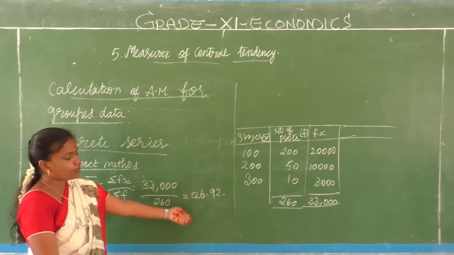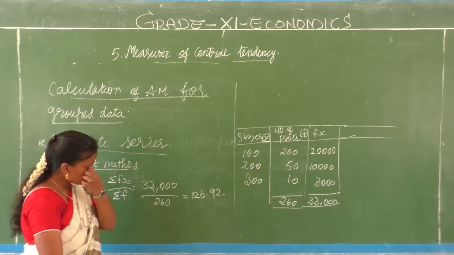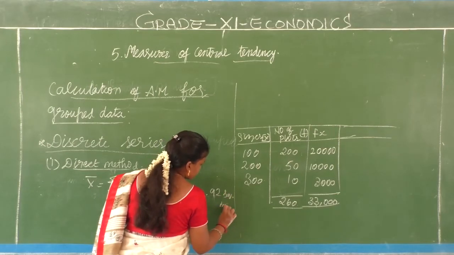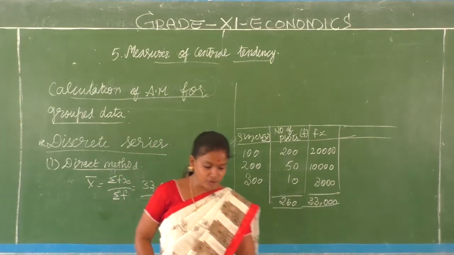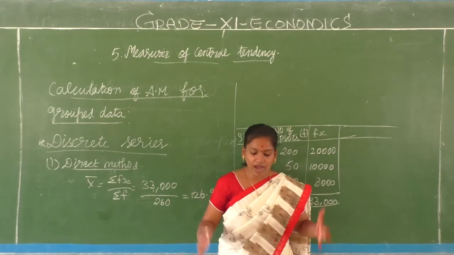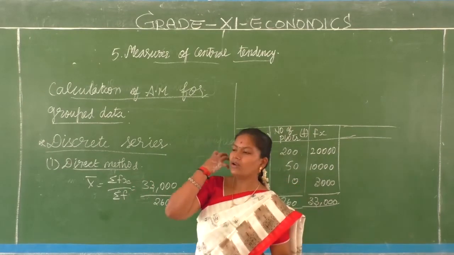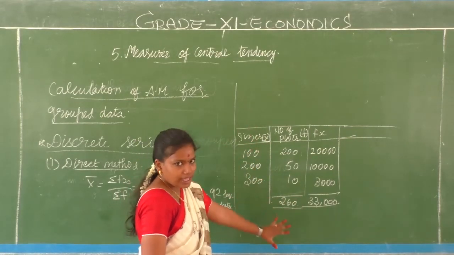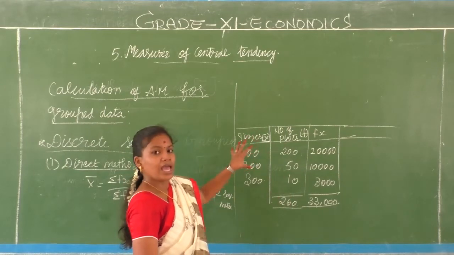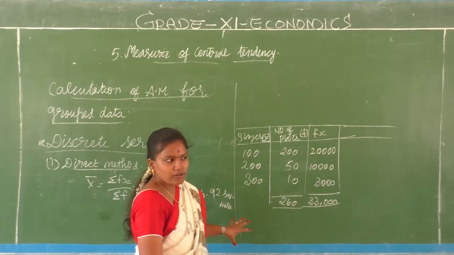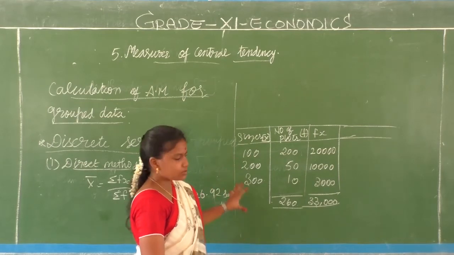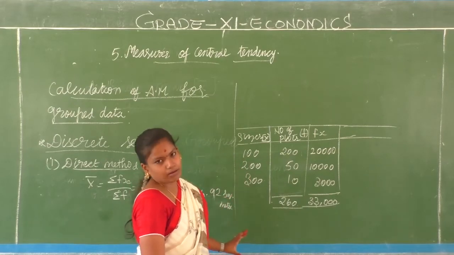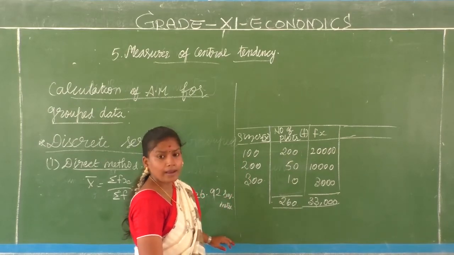What are you going to remember? 126.92 square meter. What? The arithmetic mean. What have they asked you? They have asked you to find the arithmetic mean of the square meter. So we are going to calculate the arithmetic mean of the x, not of the f. So we are going to calculate the x mean. X is given in what unit of measure, children? Square meter. So you are also going to use the same in the answer, square meter.